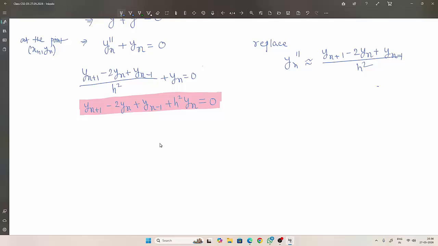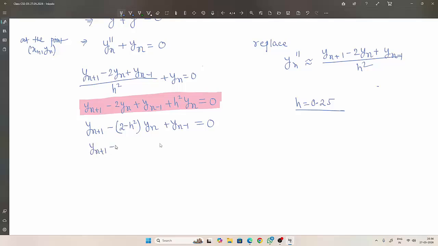Okay, now take the equal expressions or the like expressions together. So you are getting yn plus 1 minus, I am taking these two yn expressions together, so I can write it as 2 minus h square into yn plus yn minus 1 equal to 0. Now, as you know the h value, h equal to 0.25, so I can replace this h value here.